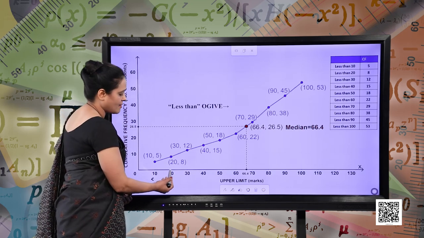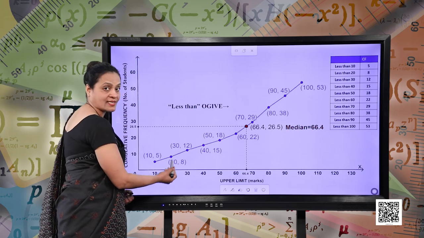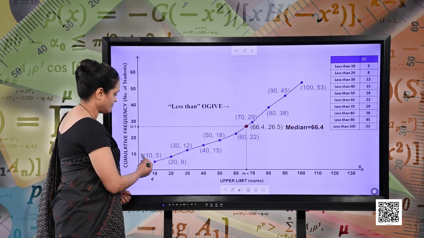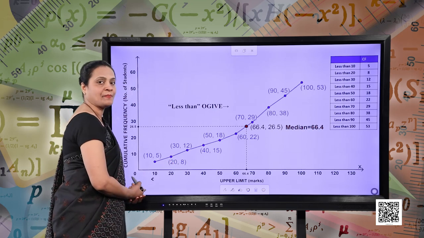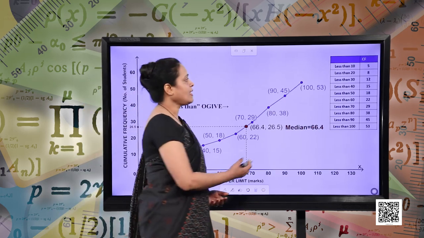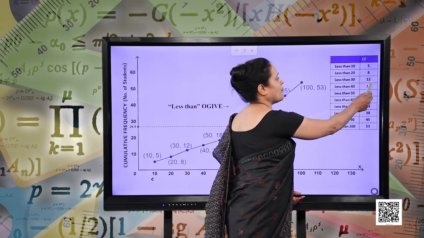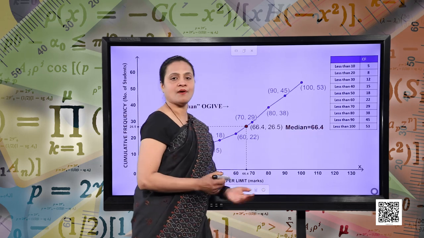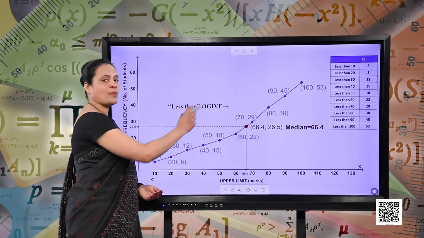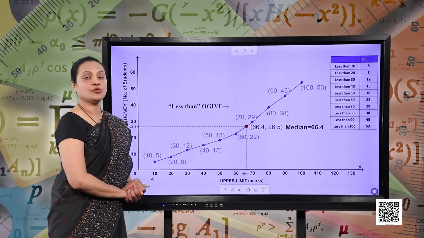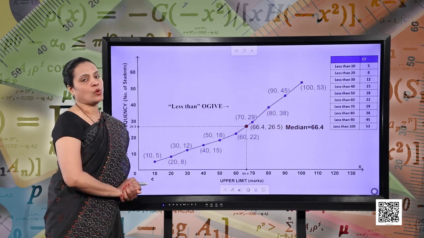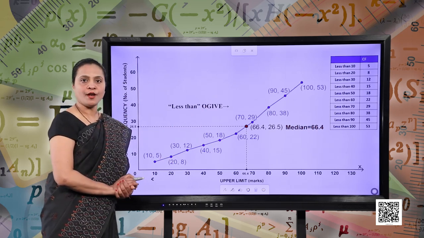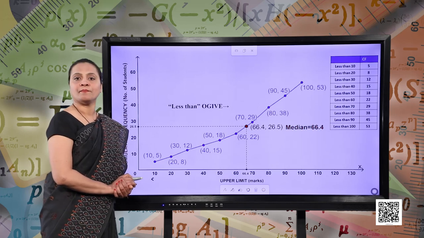Our second point, we take along x-axis 20 and along y-axis we take the cumulative frequency 8 to get our second point. This way we can plot all the points like 30, 12, 40, 15, 50, 18 and so on. After getting these points, join all the points to get your less than type ogive curve. Now, from this curve alone, we can find median.